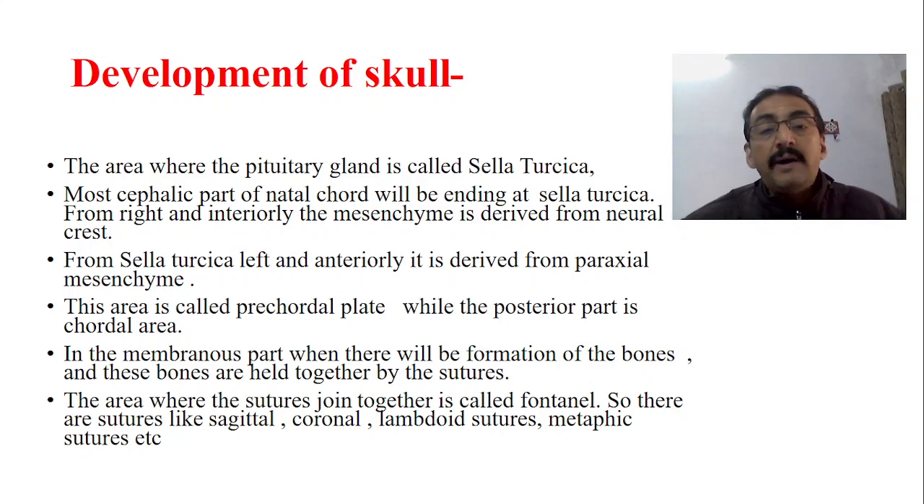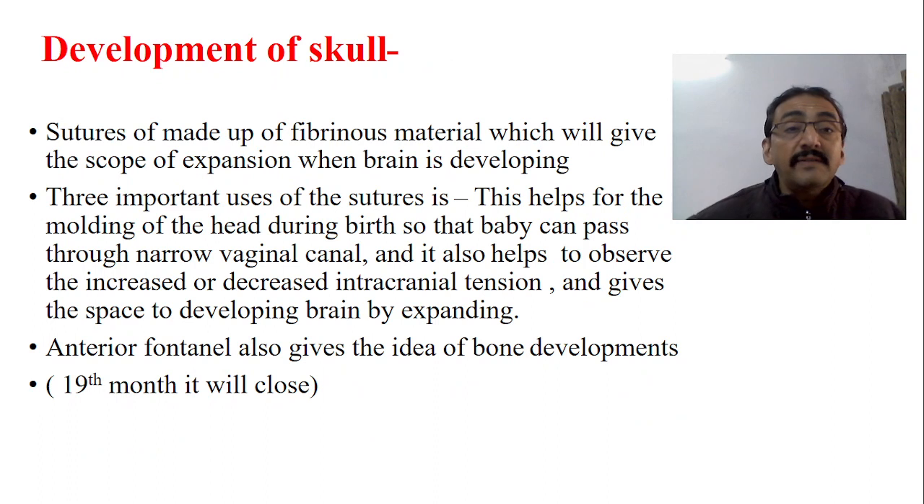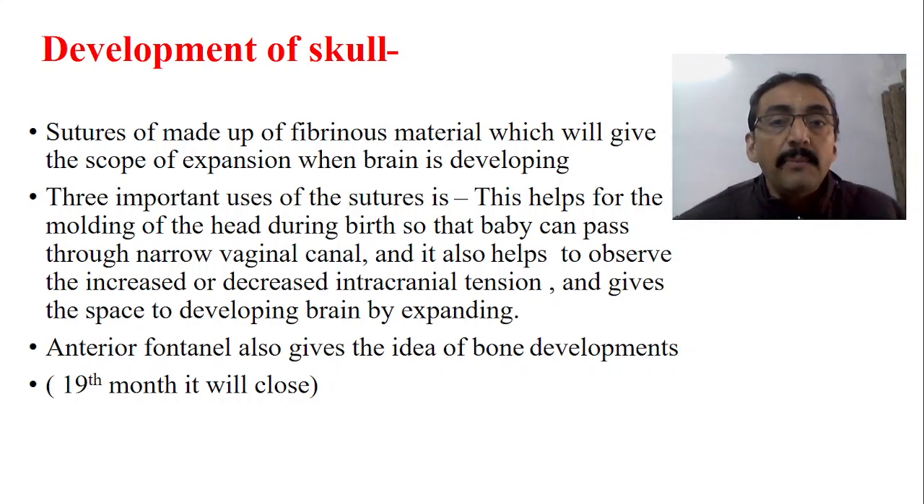In the membranous part, when there is formation of the bones, these bones are held together by the sutures. The area where the sutures join together is called the fontanelle. So there are sutures like sagittal, coronal, lambdoid, and metopic or occipital sutures, etc. The sutures are basically made up of fibrous material, which will give the scope of expansion when the brain is developing.